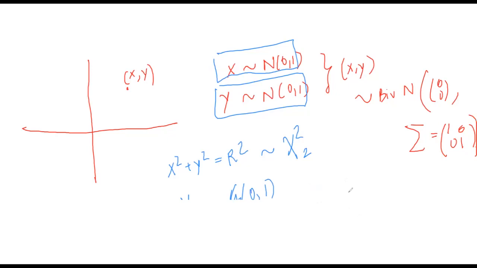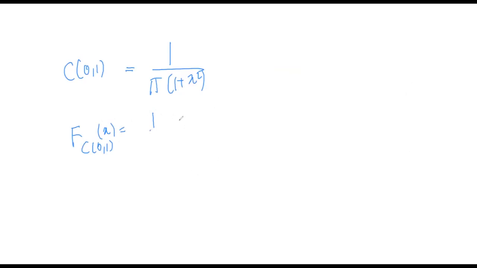So now comes a relationship with Cauchy and uniform. What is the relationship between Cauchy and uniform? The density function of standard Cauchy is like this, and the distribution function of Cauchy 0, 1 looks like this. It is arc tan, like tan inverse x, divided by pi, plus half, most probably this.